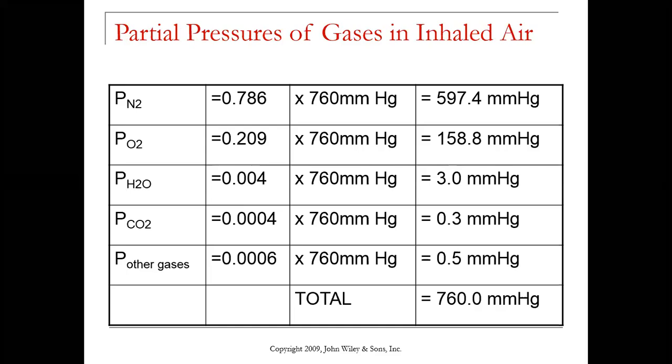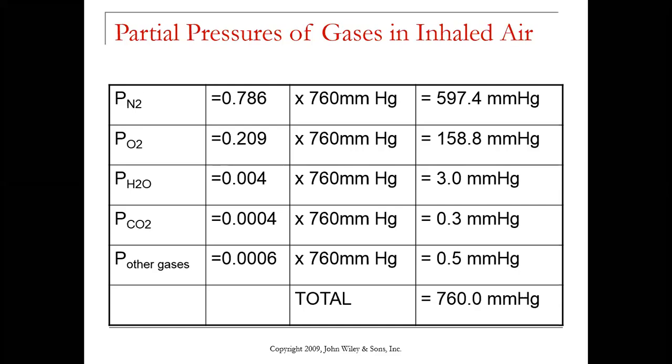Water vapor is 0.4% in the air, so it has 3 millimeters of mercury of the total 760 millimeters of mercury in the air. Carbon dioxide is 0.04% in the air, with a partial pressure of 0.3 millimeters of mercury, and the remaining gases contribute 0.5 millimeters of mercury. The sum total is 760 millimeters of mercury, most for nitrogen and least for carbon dioxide.